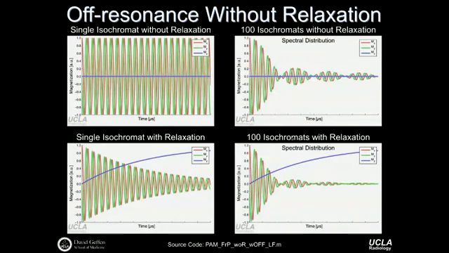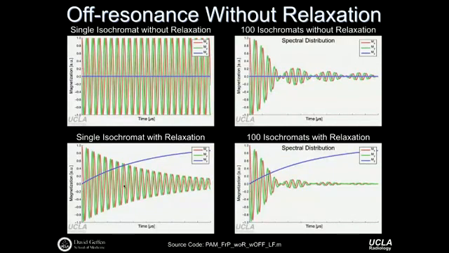And then we can go one step further and just add these two things together and look at what happens to our signal response if there's 100 isochromats and they're also relaxing. And the point here is just that 100 isochromats that relax have a decay envelope that's pretty sharp compared to the example of having a single isochromat.